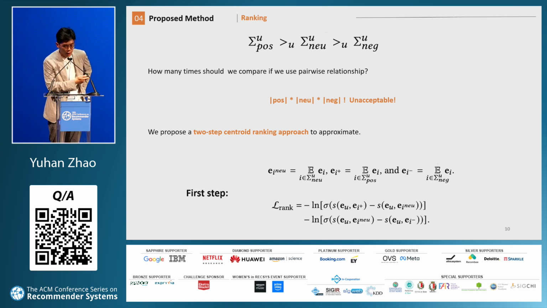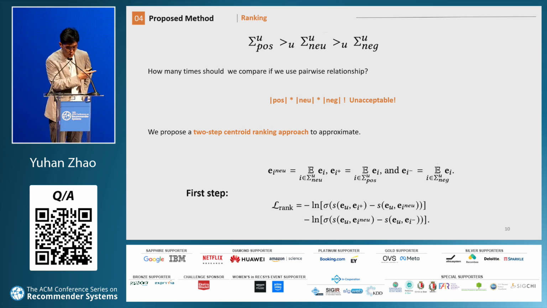Then we finish the classification and we talk about our ranking problem. To model this triple-wise relationship, let's think about an intuitive solution. How many times should we compare if we use pairwise comparison to model these relationships? The answer is the orange one.